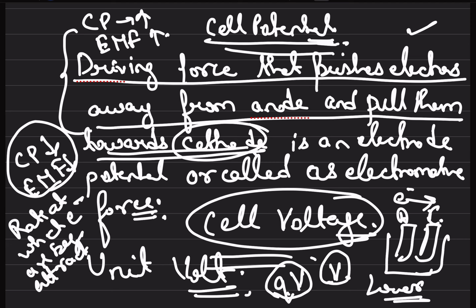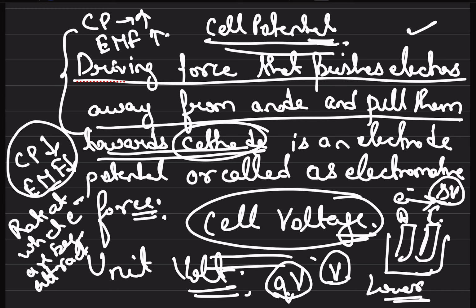The electrons at the anode are attracted towards the cathode because of the cell potential, and the cell potential generates the electromotive force. The cell potential is also the potential difference, or delta V, between the two electrodes, anode and cathode. Because of this delta V, an electromotive force is generated between the anode and cathode, and because of that the electrons at the anode are attracted towards the cathode.